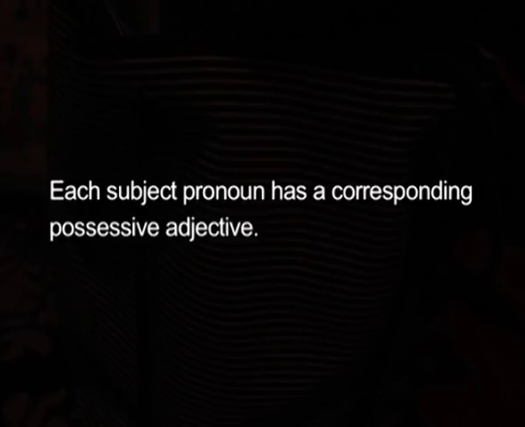Let me now briefly review the possessive adjectives. Possessive adjectives are used before a noun in the place of articles. These words indicate who or what is the possessor of the modified noun. In other words, possessive adjectives function as an indicator of ownership. Each subject pronoun has a corresponding possessive adjective. For example, the English subject pronoun I corresponds to the possessive adjective my.